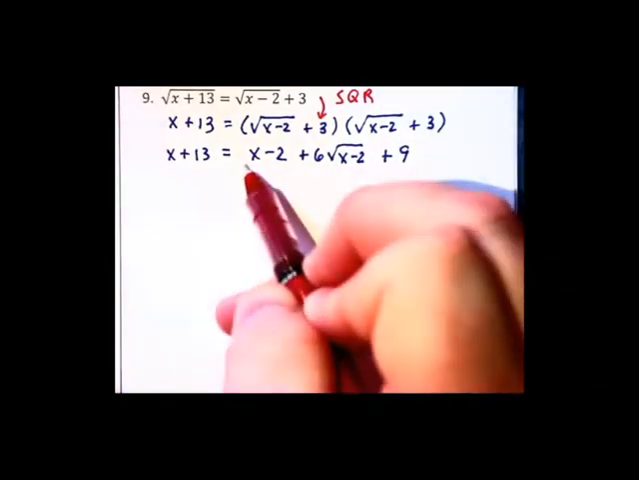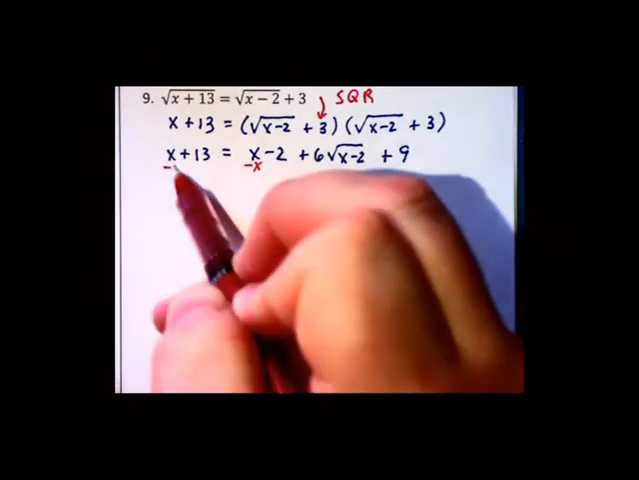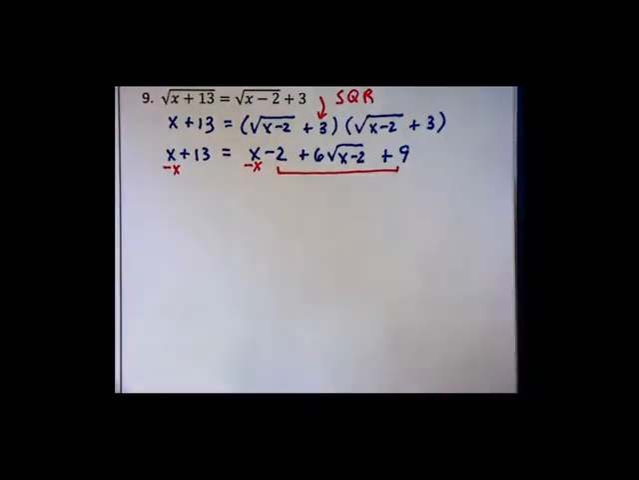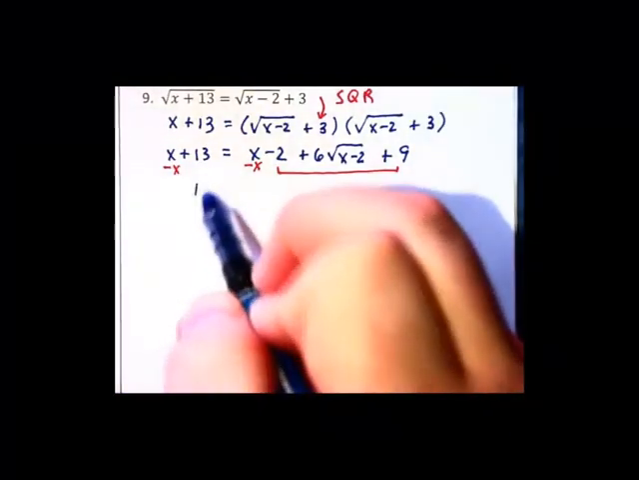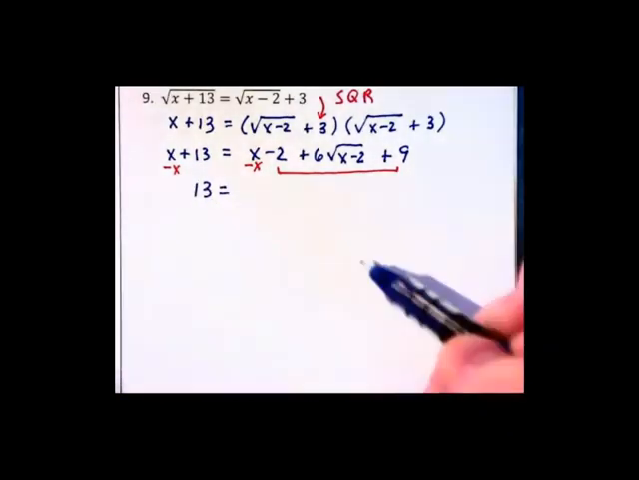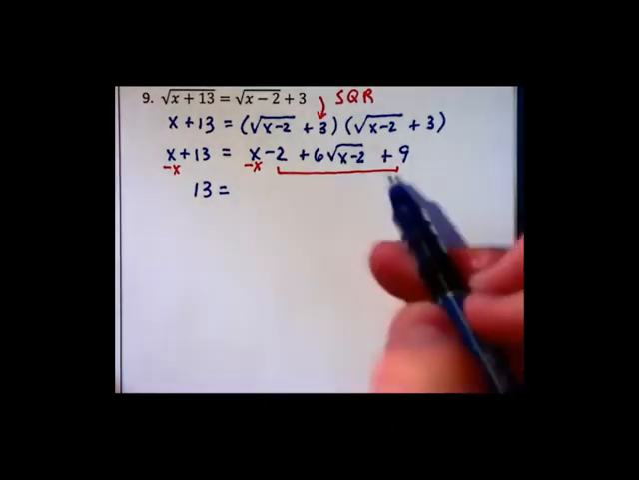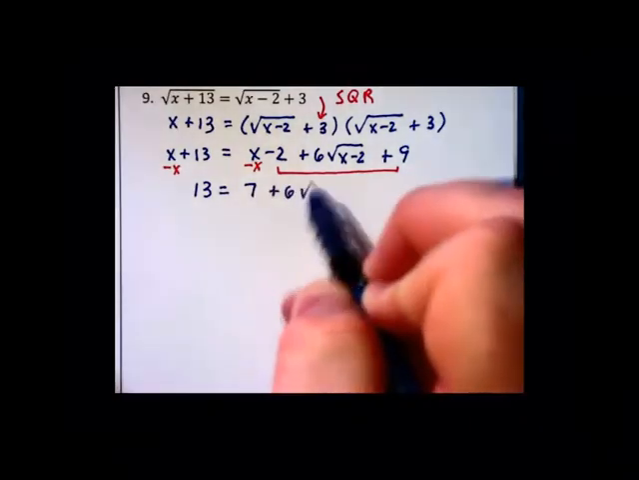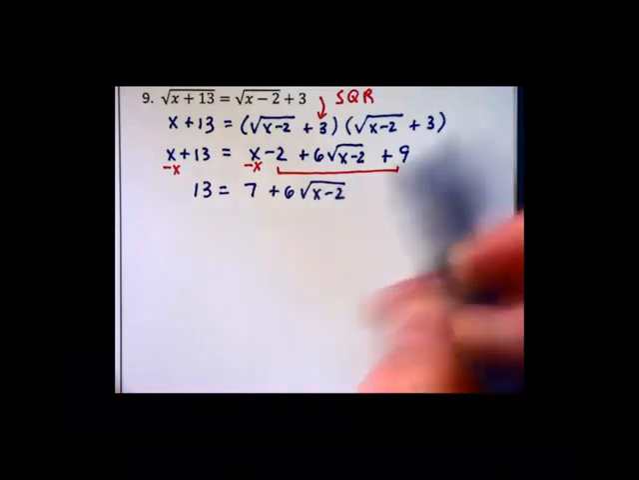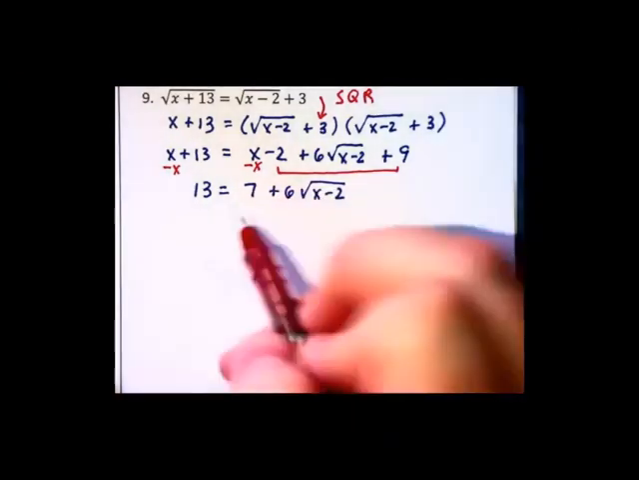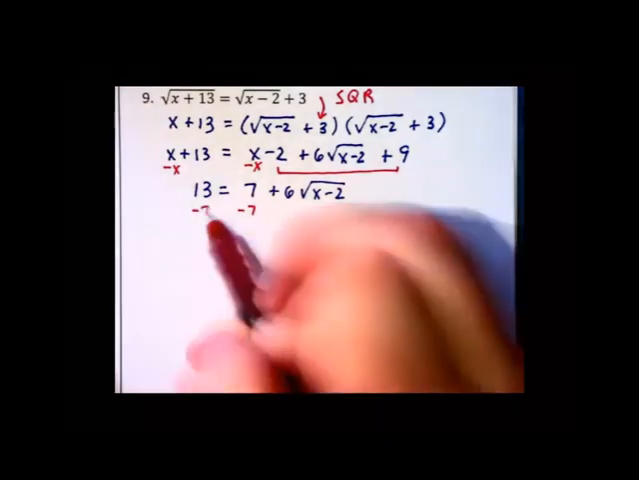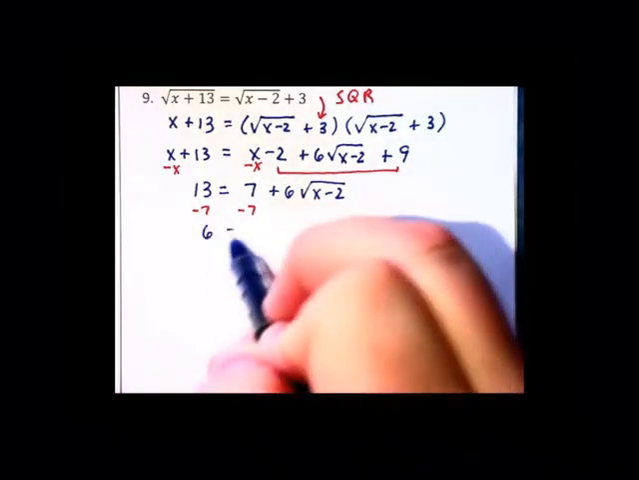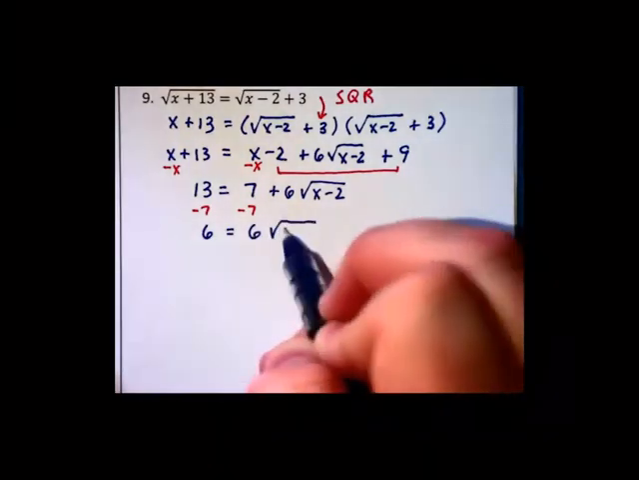Now I'm going to begin by subtracting x on each side, and I'm also going to combine the like terms that are on the right. So on the left side I've got just the 13 after the x's get subtracted off, and negative 2 plus 9 makes 7, plus this 6 roots of x minus 2. Now we're going to subtract the 7 on both sides to isolate the radical. That gives us 6 equals 6 roots of x minus 2.